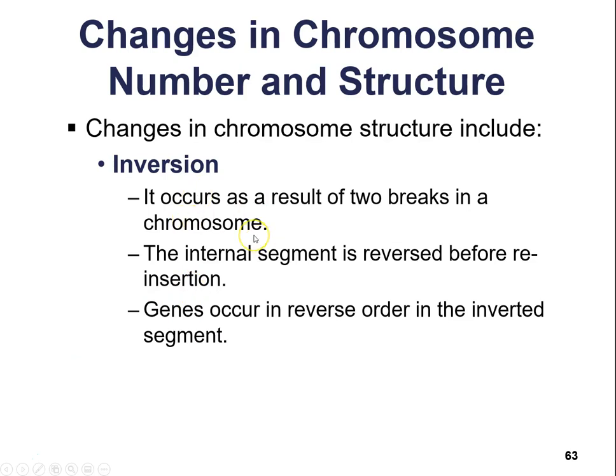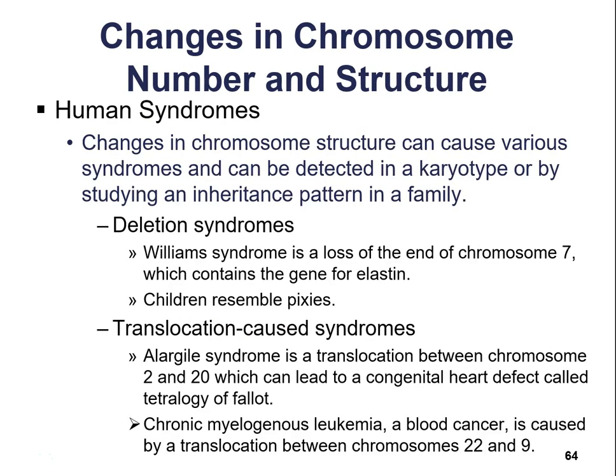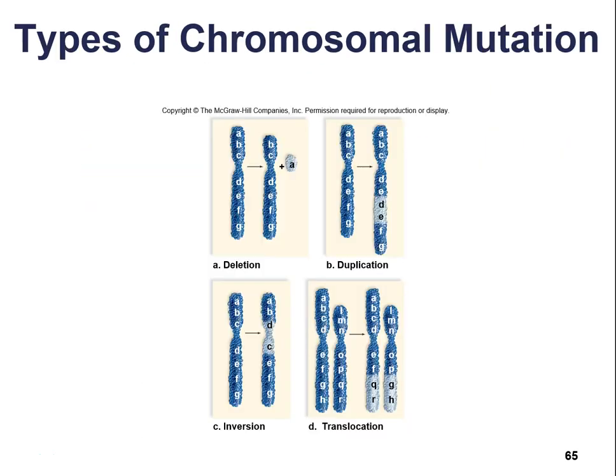So you have two breaks in a chromosome, and that segment reverses or inverts before it gets reinserted. And so then you have genes that are occurring in an improper order in that inverted segment. So let me show you pictures here, and then I'll go back to those syndromes in a second.